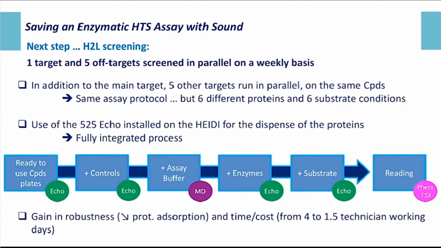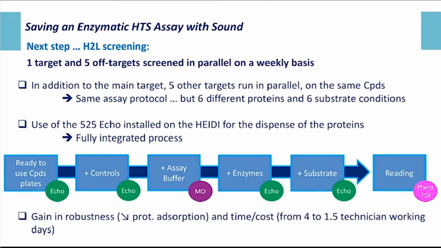So now the project is in a hit-to-lead phase. The main screen is the same as the HTS, using the Echo 550 to dispense the substrate. But now we have to integrate also 5 off-targets in addition to the main target. So we have to screen the set of compounds each week on the 6 different targets in parallel. Even if the assay is the same, we managed to keep the steps and to homogenize the incubation times. The substrate, or at least its concentration, is different between the enzymes, and definitely the enzymes are not the same.